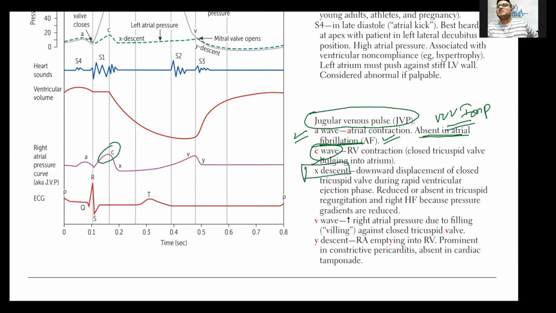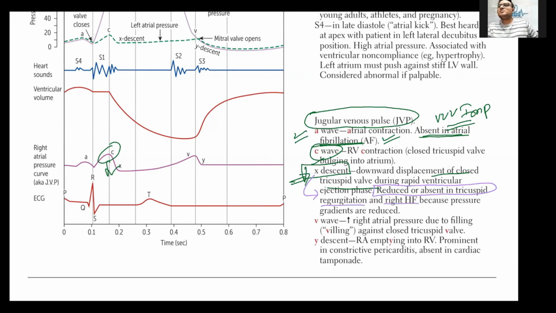Next is X descent. X descent is a downward displacement during the ejection phase, when the right ventricle is trying to eject the blood. The tricuspid valve will come back to its position, and there will be decreased volume of blood and decreased pressure in the right ventricle. That will cause a downward deflection. So this is a very important pathology associated with X descent. X descent is absent in tricuspid regurgitation and right heart failure. Why? Because the pressure gradient is reduced. Okay, X descent is reduced or absent in tricuspid regurgitation and right heart failure.